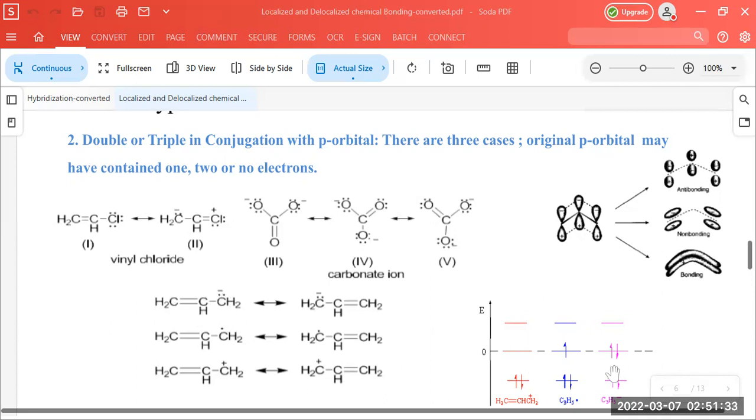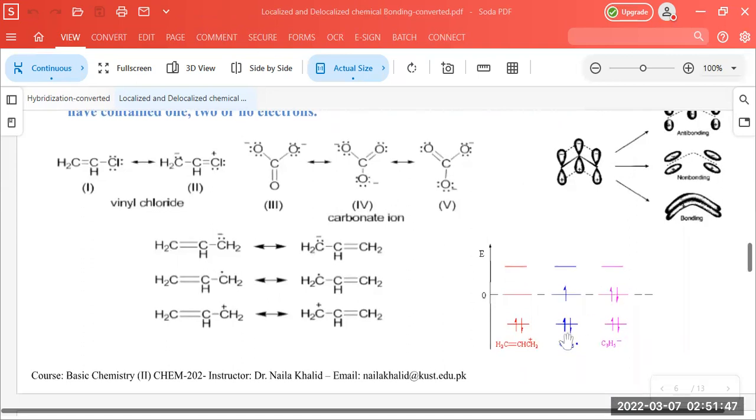Here are some examples. If there is a cation, then the electron pair is also shared by the cation because it has a p orbital, so it is in conjugation. Similarly, if it is a free radical, it can also be an example in which the double bond is in conjugation with the p orbital. And if it is carbonyl, it was also discussed earlier.